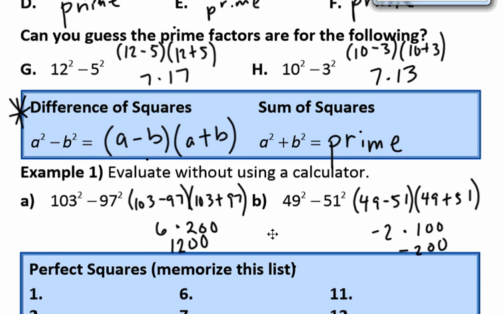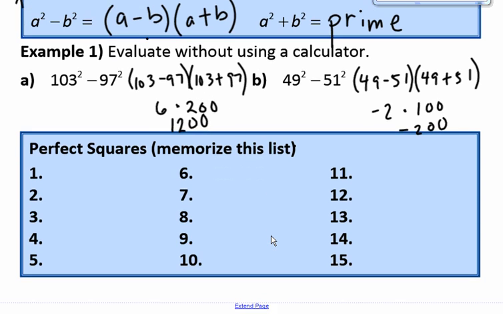Okay, so the next thing that I want to make sure we understand is our perfect squares. Because if we're looking at a difference of two squares, we need to make sure we understand which numbers are squares. So we're just going to make sure that you have memorized this list. The first perfect square is 1 squared, which is 1. So 1 is a perfect square. 2 squared is 4. 3 squared is 9. 4 squared is 16. Let's keep going.